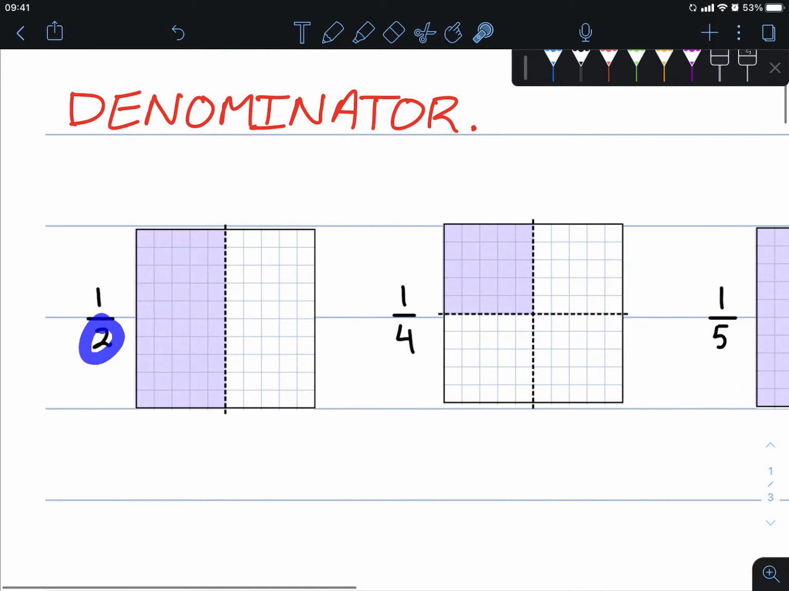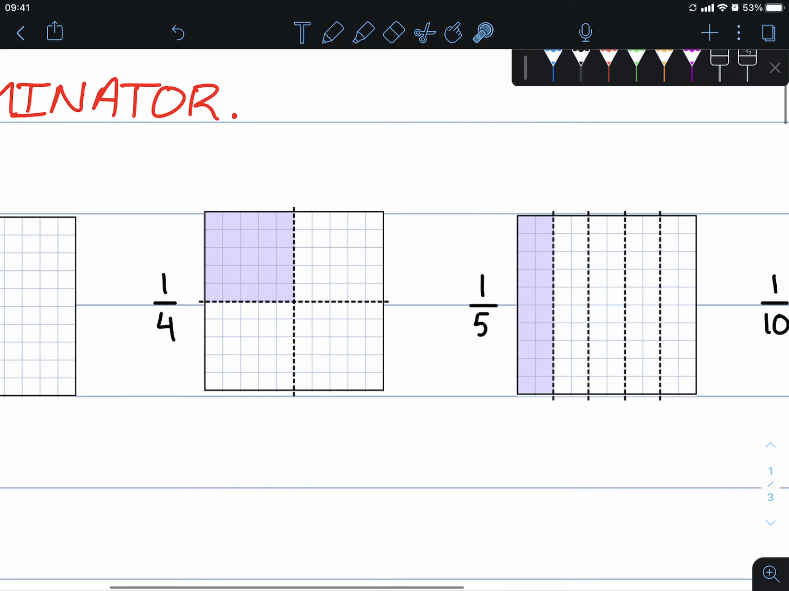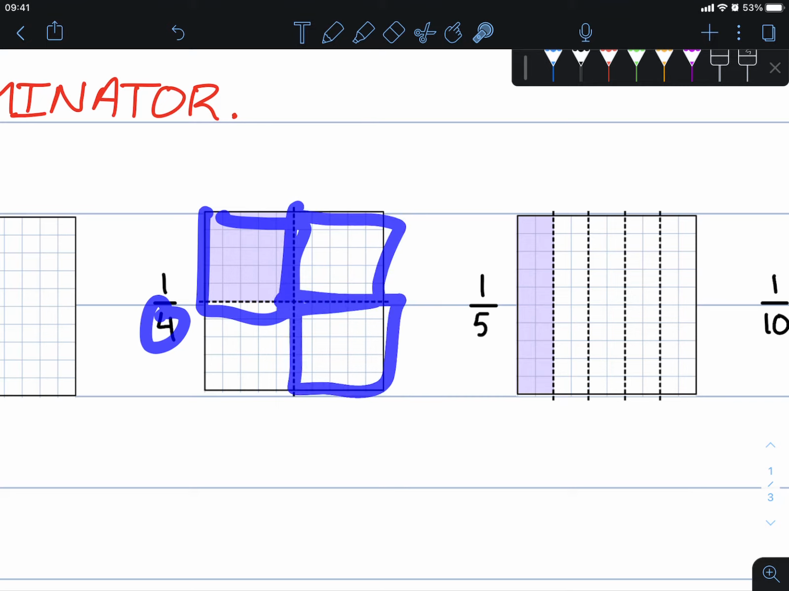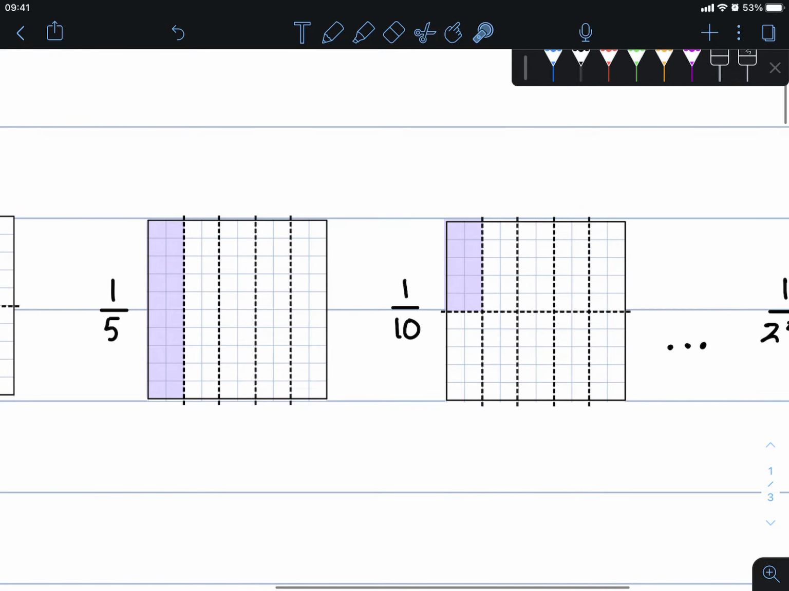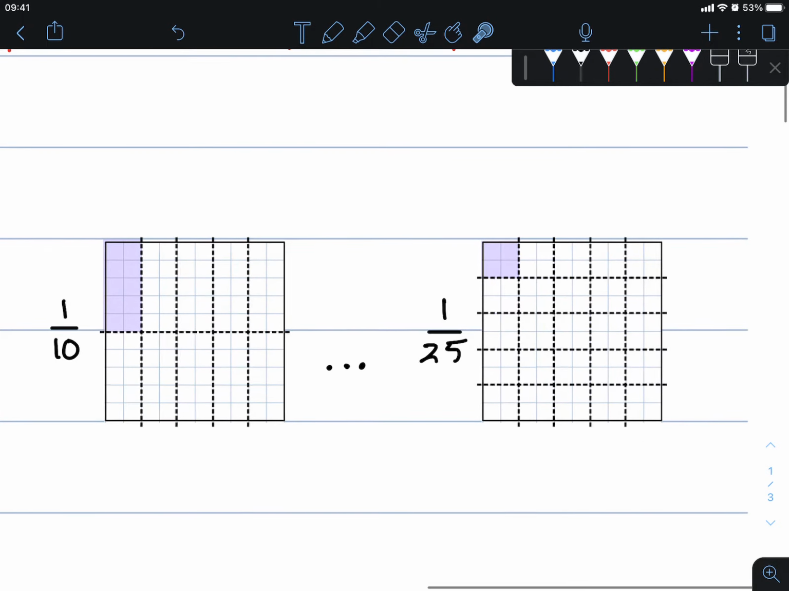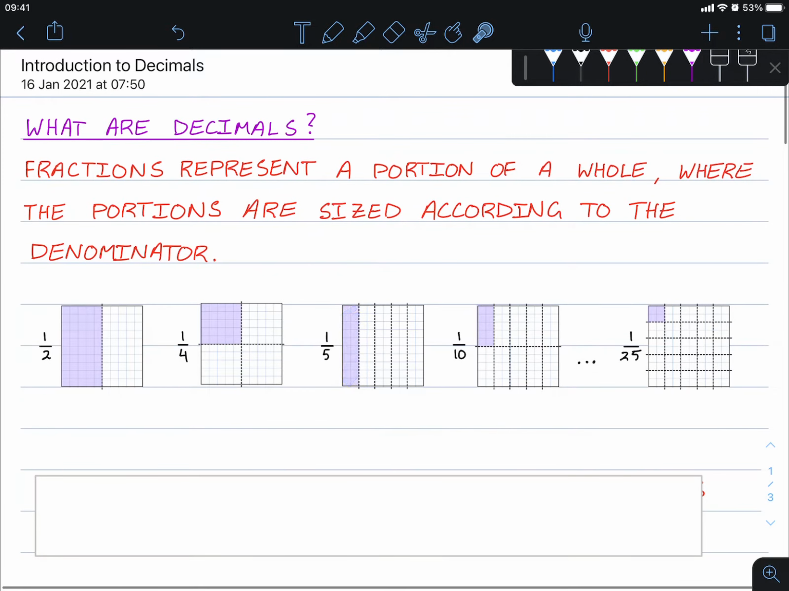So the denominator tells us how many parts that we're gonna chop this up into. So if we had a quarter, so 4 parts, we chop this up into 4 equal bits, and we highlight or take 1/4. Here's a fifth. We chop it up into 5 equal bits, 1, 2, 3, 4, 5, and take 1/5. Same with a 10th, same with a 25th, and so on. So the denominator tells us how many parts or how many portions there are to the whole.